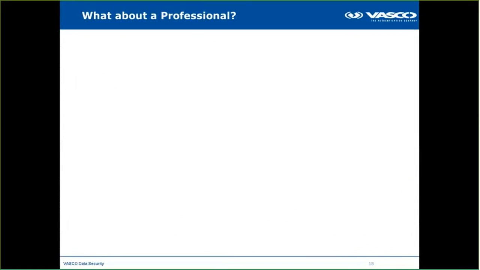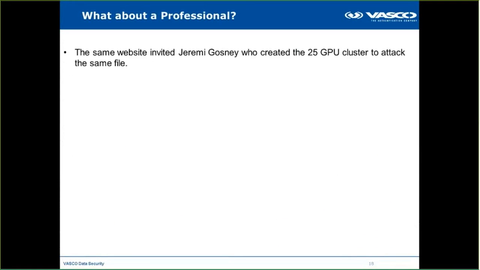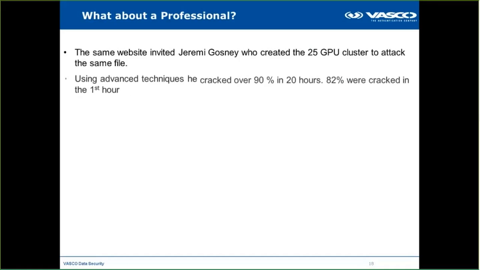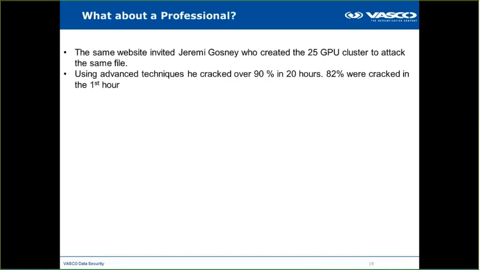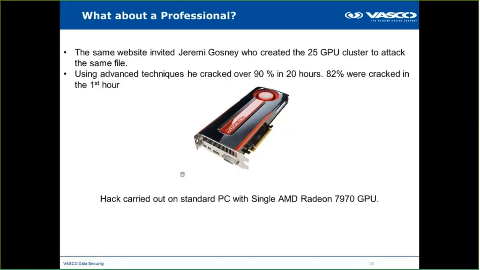So we've seen what I can do. We've seen what a journalist can do who had no prior knowledge. What about the professionals? The Ars Technica website invited Jeremy Gosney, the guy who created the 25 GPU cluster and the Titan X, to attack the 17,000 MD5 file. He got 90% of that file in 20 hours and did 82% in the first hour. That was purely starting with brute force and then working up his own rules, etc. So no dictionary specific to that file.